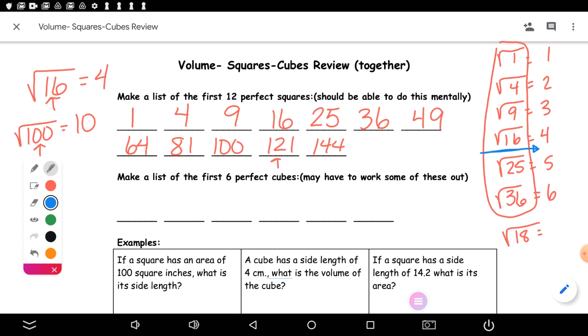Times it by itself 3 times. So what's 1 times 1 times 1? 1. The next one, 2 times 2 times 2. Maddox? 8. Raise your hand if you thought 6. Anybody? Common wrong answer is 6.